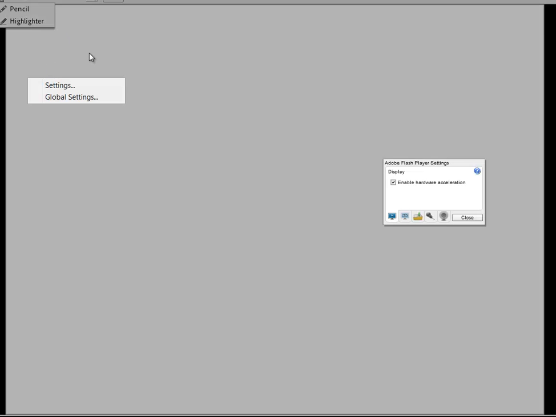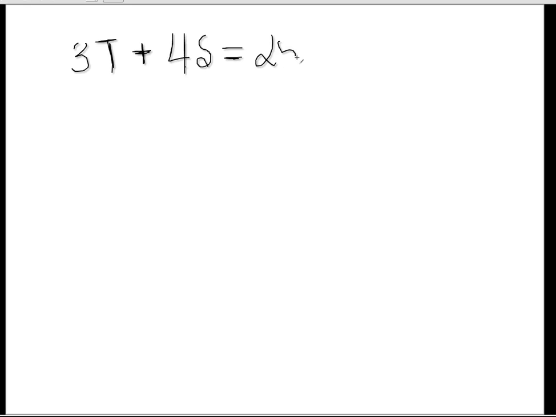So I'm going to go to my whiteboard and I'm going to write out the information. So according to the problem, the salesperson sold 3 TVs, and they sold 4 stereos. That's going to equal 2,530. The next day, the salesperson sold 4 TVs and 3 stereos for a total of 2,510.